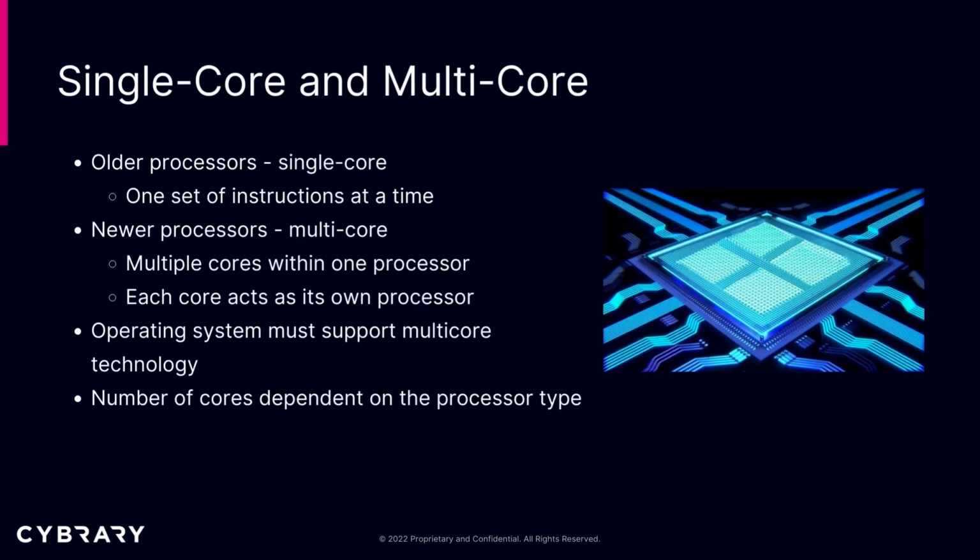Single core and multi core. Now, our older processors were just a single core processor. They did one set of instructions at a time. As technology advanced, as things got faster, we came up to multi core processors. So, multi core processors process within one processor, but each core acts as its own processor. So, you have multiple cores and they're individual, independent processors. Now, the operating system must support multi core technology. Now, the number of cores is dependent on the processor type.